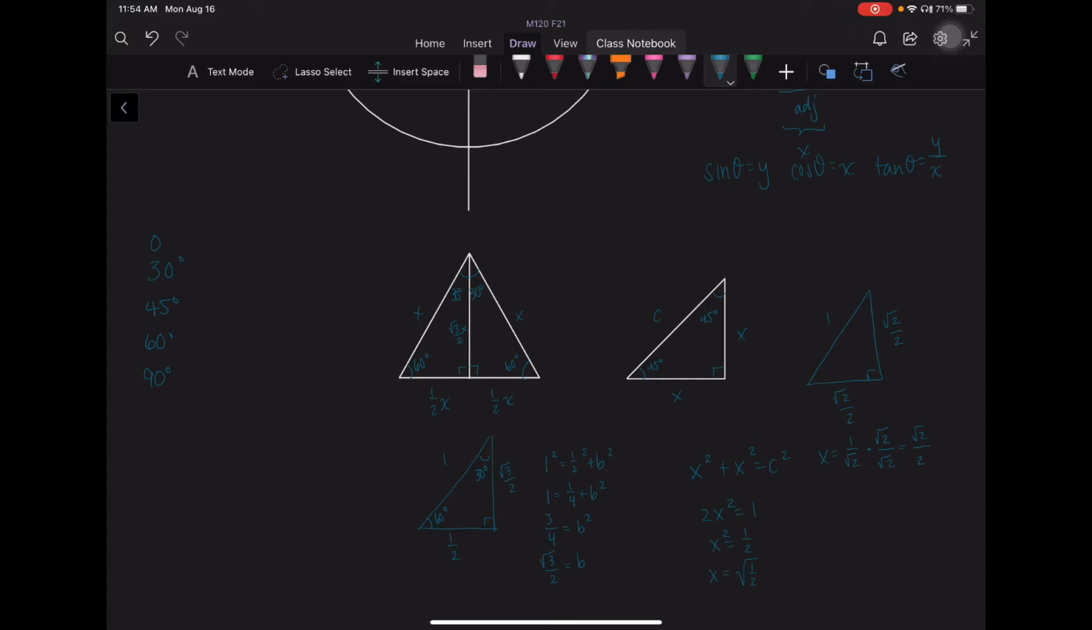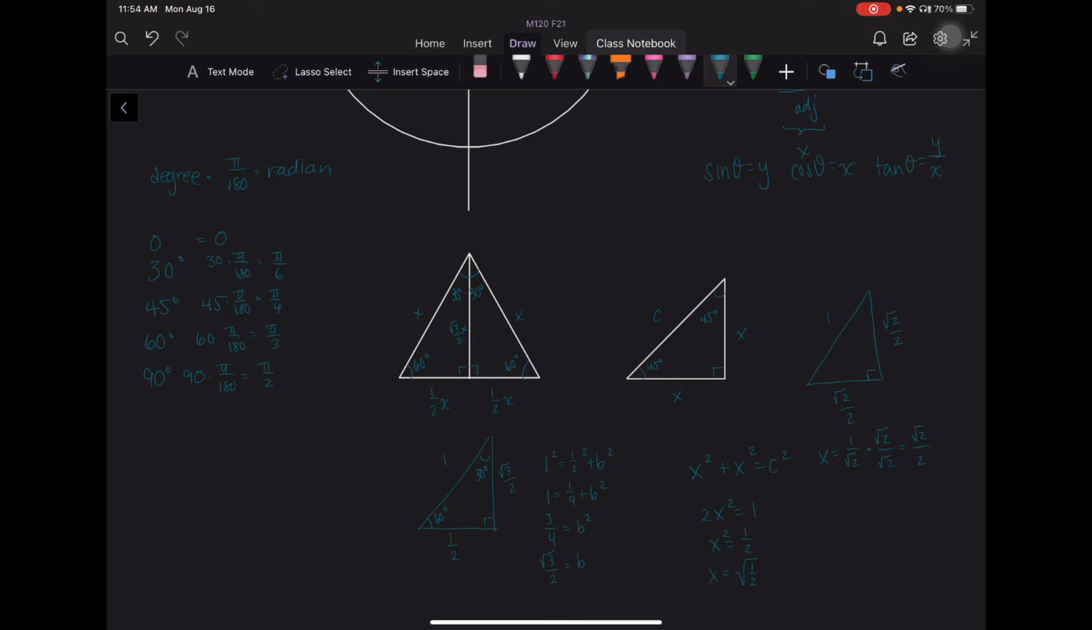Now, what is that as radian? Well, if you take your degree and you multiply that by pi over 180, you get your radian. So 0 is obviously 0 radian, but 30 times pi over 180 is pi over 6. 45 times pi over 180 equals pi over 4. 60 times pi over 180 equals pi over 3. And 90 times pi over 180 is pi over 2.